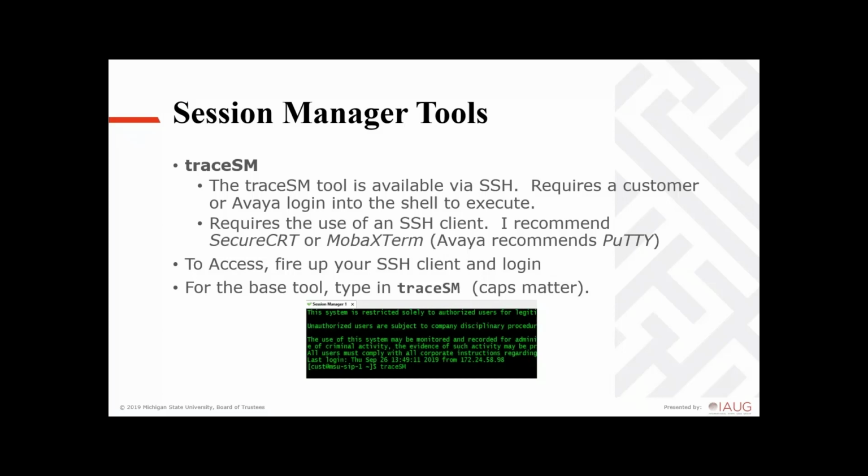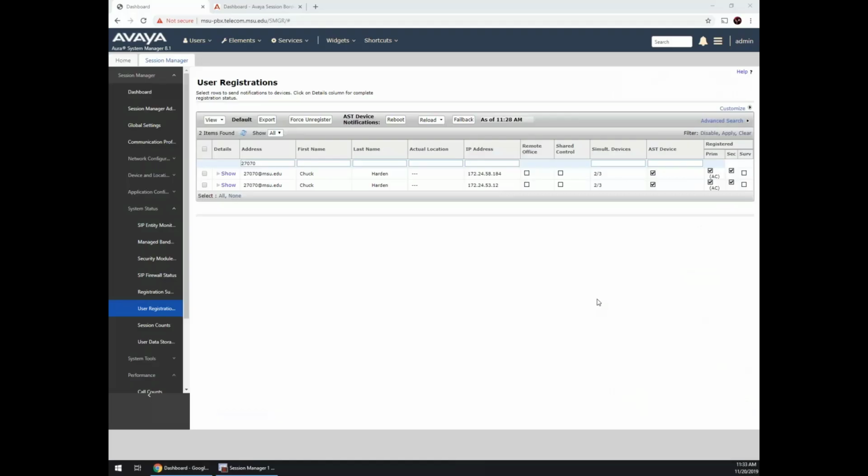It does require an SSH client. I recommend a tool, either SecureCRT or MobaXterm. I know Avaya themselves do recommend PuTTY, but PuTTY doesn't have things like file transfer tools built into it and a bunch of other stuff, which is why it's not a great tool. But PuTTY and MobaXterm are actually free tools. Again, I would highly recommend using either SecureCRT, which I think is like $100 or something like that, or MobaXterm. To access it, fire up your SSH client and log in. From the base tool, type in the command traceSM, and then you get into the wonderful tool. So we'll go show that right now.